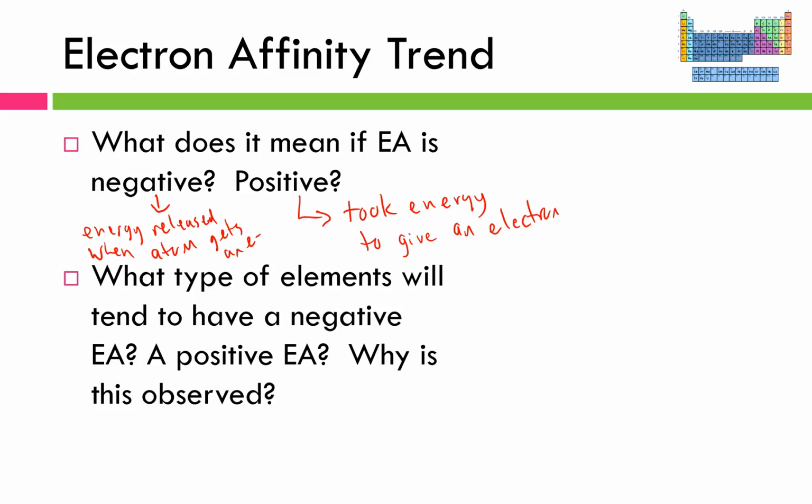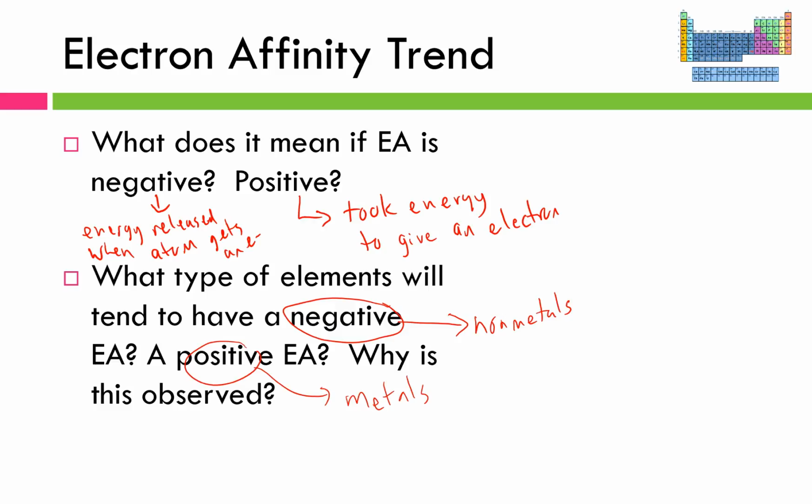So this really means that things that have a positive value for electron affinity didn't really want that electron, and atoms that have a negative electron affinity value must have wanted the electron. So if we get to this second question, what type of elements would we expect to see with a negative and positive electron affinity? Well, think about what we know about how metals and nonmetals react. If you have a negative electron affinity, again, energy is released. So we're talking about elements that want to get an extra electron. Those are going to be your nonmetals. And if you have a positive electron affinity, those are the elements that do not want that extra electron. So we're talking about your metals.